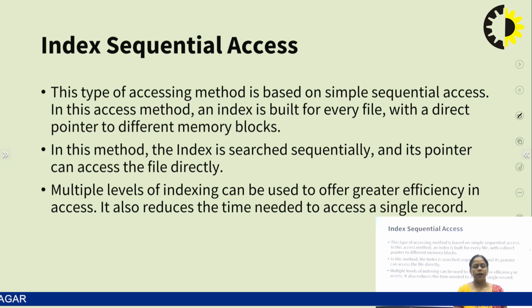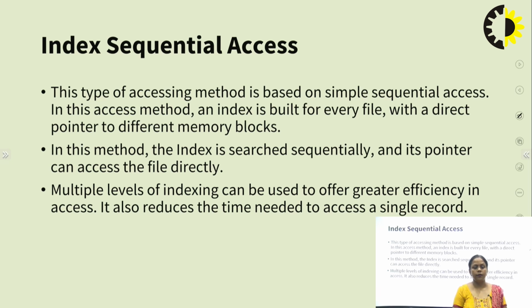So in this case, we will have an index like a book, where we have an index to find a particular page from the book. Like this, to find a particular file from the secondary storage, we will have an index. In this method, the index is searched sequentially, and its pointer can access the file directly, right?